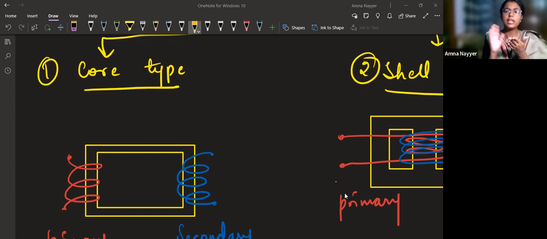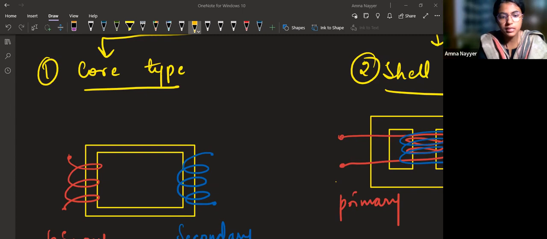Rest for core and shell, everything remains. In core type, the primary and secondary wires are held at the ends of the rectangular slab, the soft iron core slab that you have, and both are separated from each other. They are kept at a certain distance from each other.